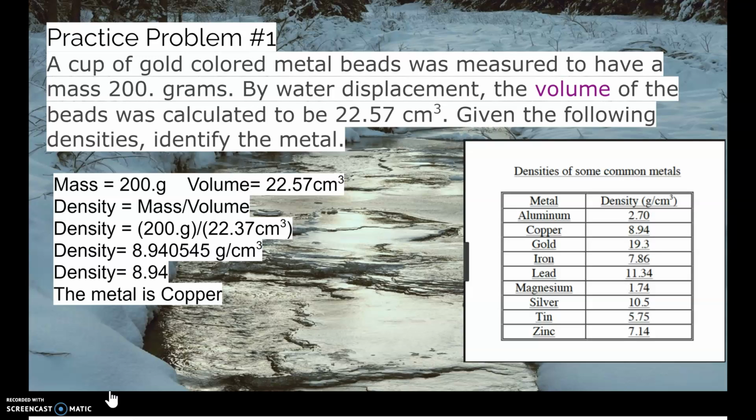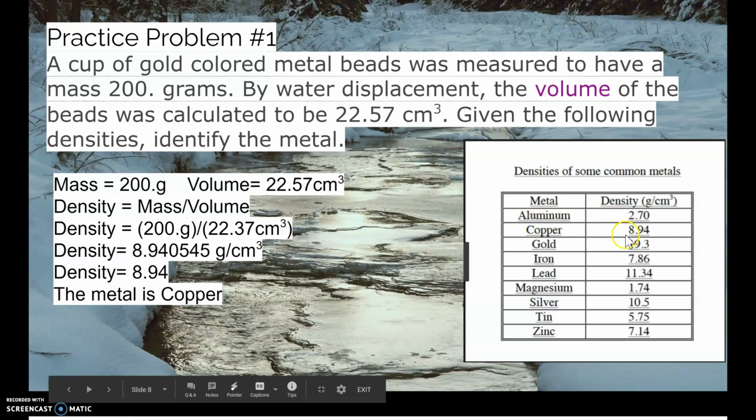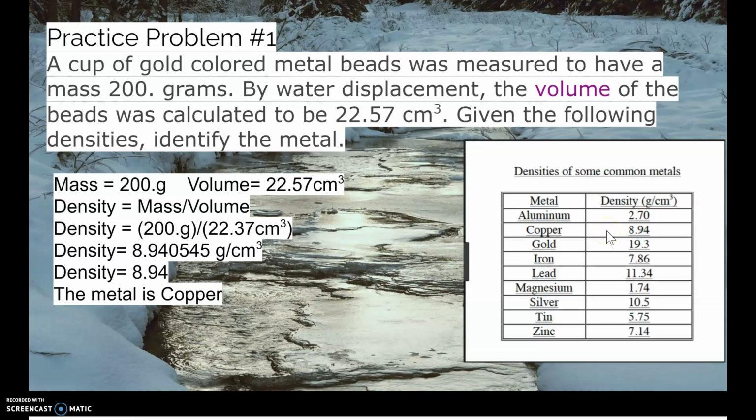But we have to provide the correct number of significant figures. This is a division problem. Therefore, we're looking at the total number of significant figures. The number 200 with a decimal has 3 significant figures. The number 22.37 has 4. Therefore, we need to round our number to 3 significant figures. Our density then is 8.94 grams per centimeter cubed. If we look at the table now, and we try and match up the density, we see that the gold-colored metal beads are made of copper because they have matching densities.